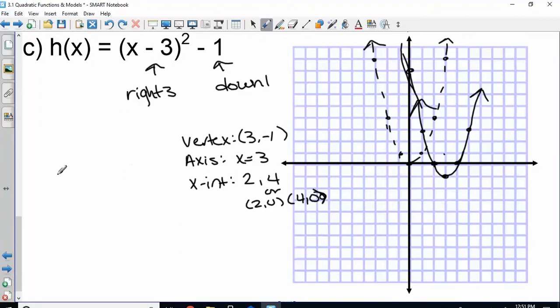So I could ask you questions about this. Domain and range, domain is? Range would be? So if you had the graph, could you look at it and answer some of those questions if you were asked?